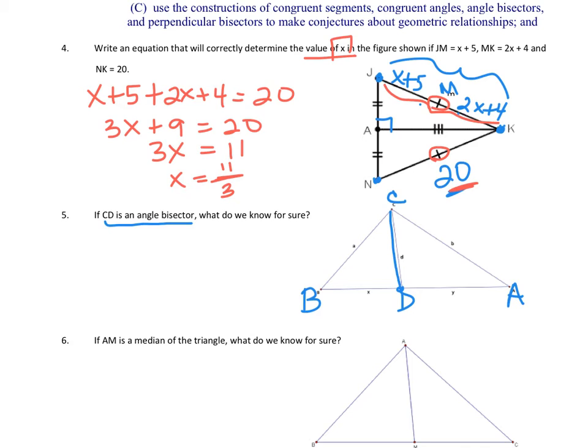What do we know for sure? If CD is an angle bisector, we know that these two angles are equal. That's it. So angle BCD is congruent to angle ACD. Remember, you can put the first and last letters in whatever order. You could have said DCB. Just make sure the C is the middle letter because it's the vertex of the angle.